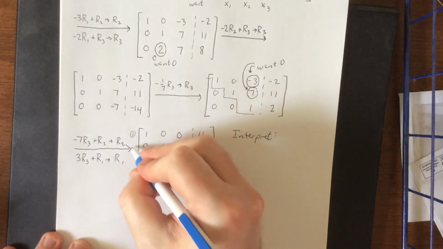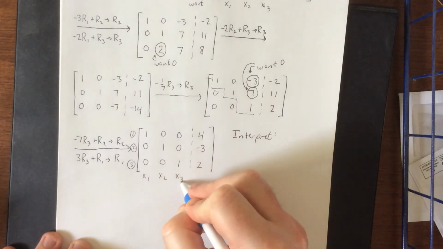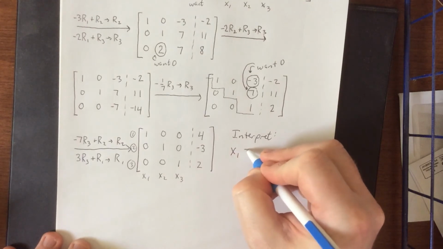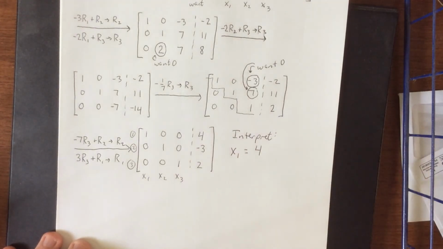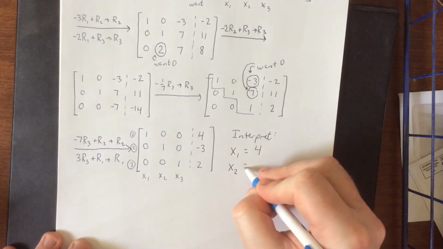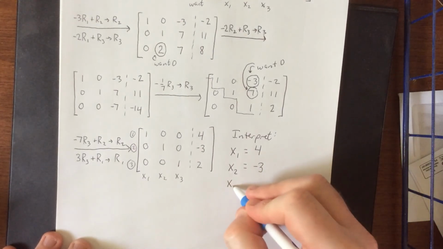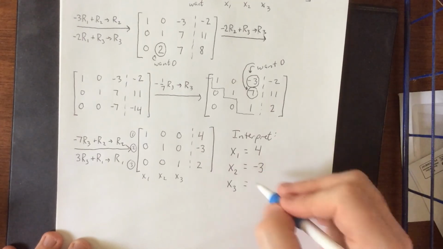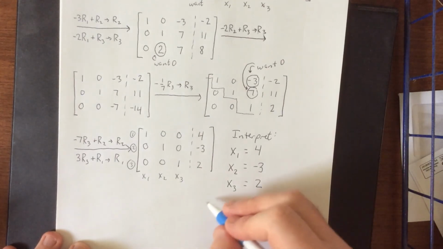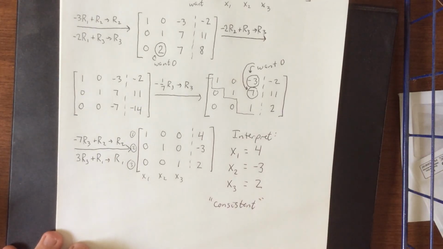So again, this is equation 1, equation 2, equation 3, coefficient of x1, coefficient of x2, coefficient of x3. Your first equation can be interpreted as 1x1 plus 0x2 plus 0x3 is equal to 4. The second equation is saying 0x1 plus 1x2 plus 0x3 is equal to negative 3. And the third equation is telling you 0x1 plus 0x2 plus 1x3 is equal to 2. Because we got one singular value for all three of these, we would describe this system as being consistent. Good stuff.